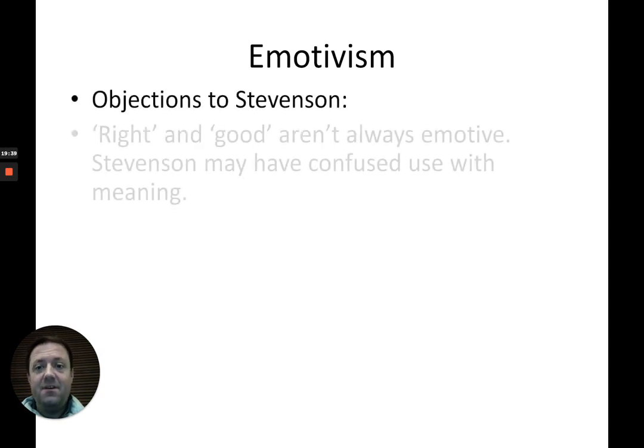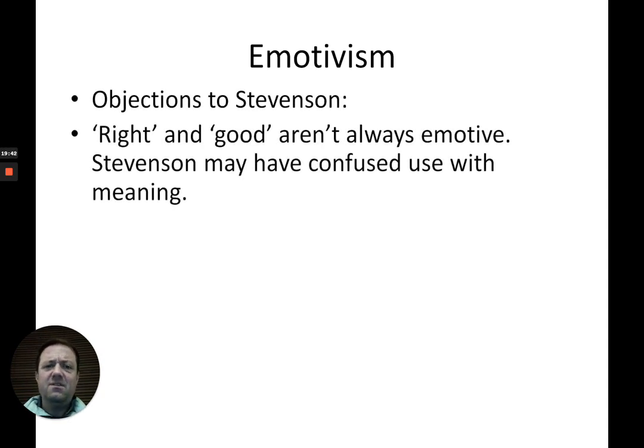However, right and good aren't always emotive terms. If I say giving to charity is good, that doesn't really provide much in the way of persuasive motivation for giving to charity. You might just ask me, well, why? So Stevenson can be questioned here by saying, well, look, right and good aren't always emotive terms. They're not particularly persuasive. And Stevenson here might have confused use with meaning.